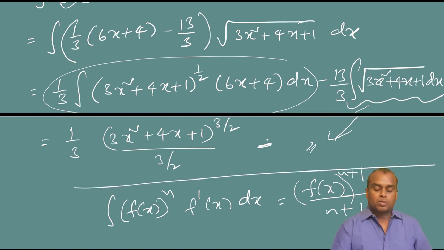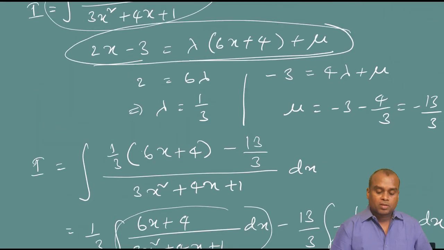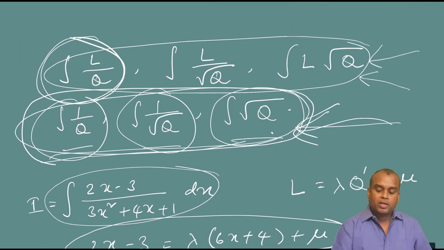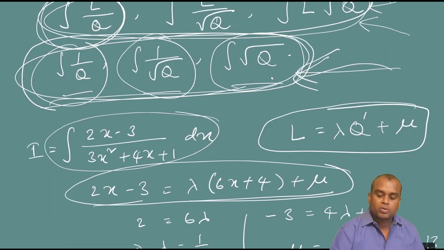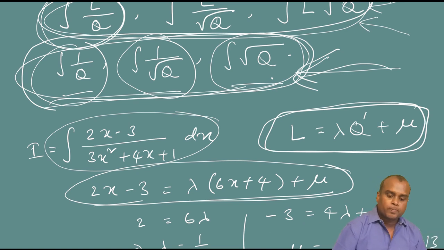Understood? So once you are thorough with these three types, evaluating these types is nothing. All that you have to remember is one small point, that we are going to write the linear as some constant into the derivative of the quadratic plus some other constant. This is how we are going to write, and after that the common sense is going to drive you to the solution.